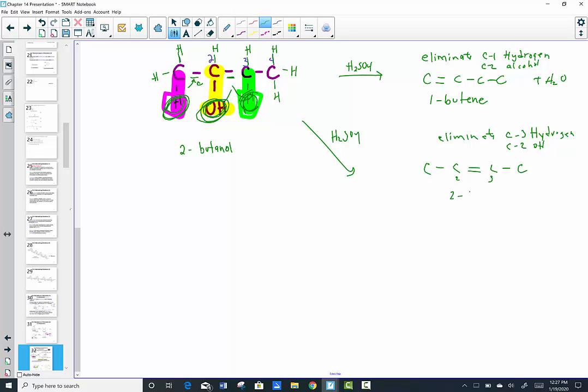We made 2-butene. Those are 2 very different compounds. They are constitutional isomers. They're connecting their atoms in a different way. One of them places a double bond between carbon 1 and 2. The second places its double bond between carbon 2 and 3. They have unique names, so they're unique compounds. 1-butene versus 2-butene. So which one does it make?